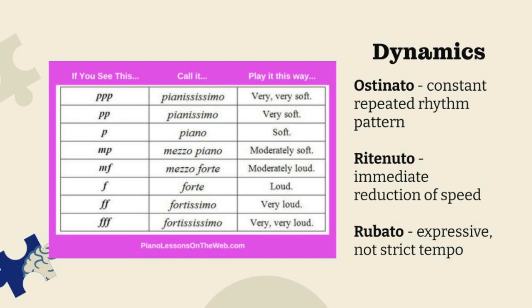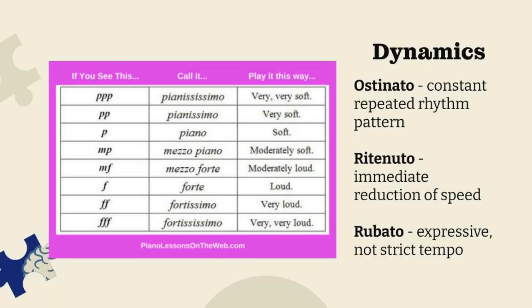And then, of course, these are not dynamics, but just good terms to know. An ostinato, which is commonly used in drum circles, is a constant repeated rhythm pattern. A ritenuto is the immediate reduction of speed. And a rubato is just very expressive without a strict tempo. So it's good to kind of know those three.